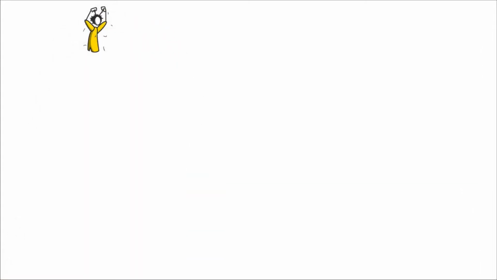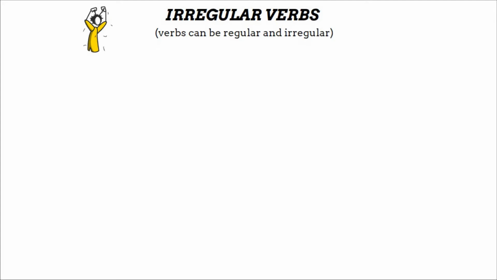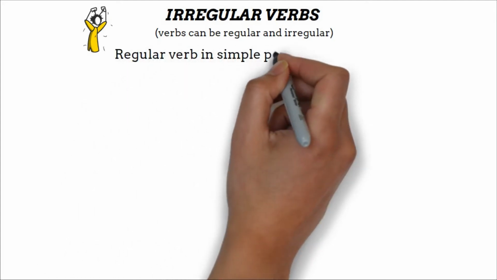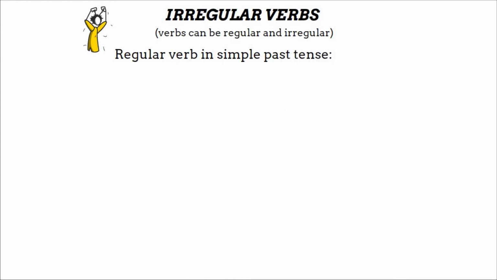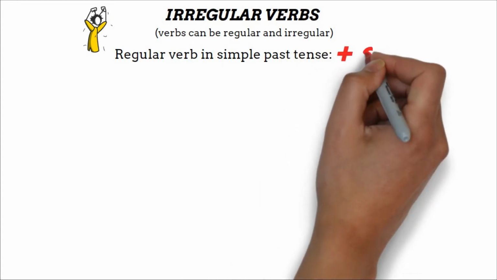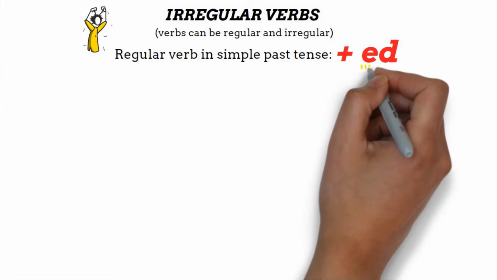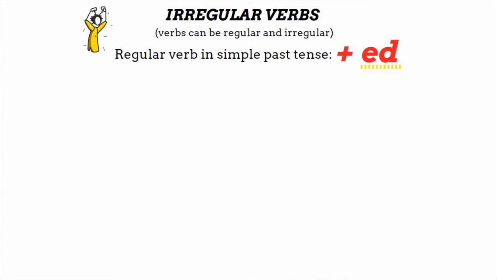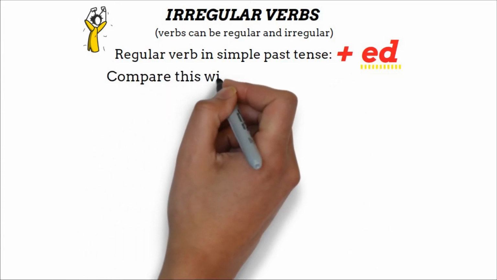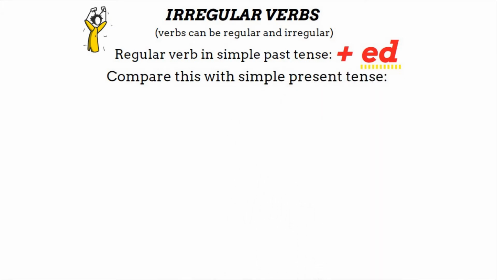So the biggest challenge with simple past tense are irregular verbs. As we know, the verbs can be regular and irregular. If you want to use a regular verb in simple past tense, all you need to do is to add the -ed at the end. Let's compare this with simple present tense.